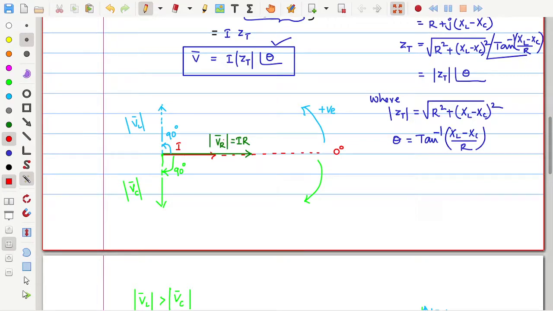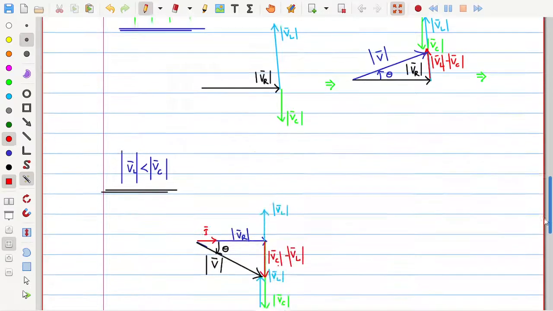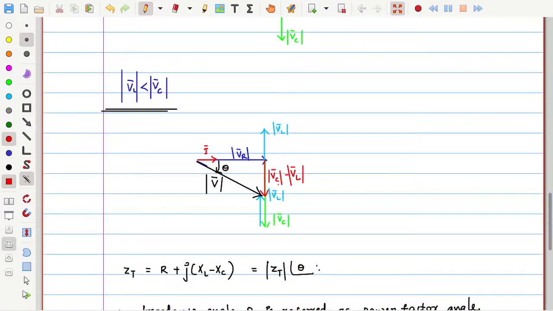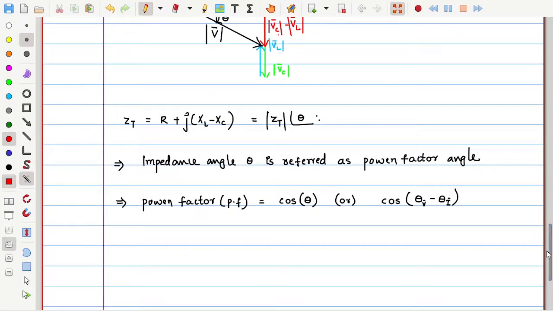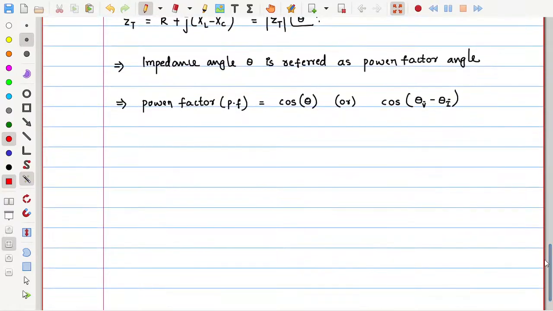So voltage across the resistor and current both are the same. So I can say the angle between current and voltage is theta. So indirectly we can say the power factor angle is the angle difference between voltage and current. Okay. So with this, now let me take one problem and let us see this important concept through this problem also.